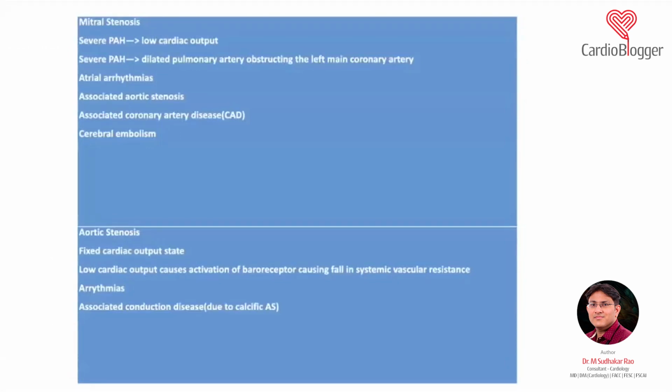Now, how can various important cardiac diseases present with syncope? Severe pulmonary artery hypertension, I told you in mitral stenosis, can cause low cardiac output and can cause syncope. Again, in severe pulmonary artery hypertension, the dilated pulmonary artery can compress the left main. No blood will go to the left anterior descending or circumflex. It may cause syncope. Atrial fibrillation may cause syncope. Associated aortic stenosis and mitral stenosis can cause syncope. If there is associated coronary artery disease, they may have syncope. And cerebral embolism can cause it.